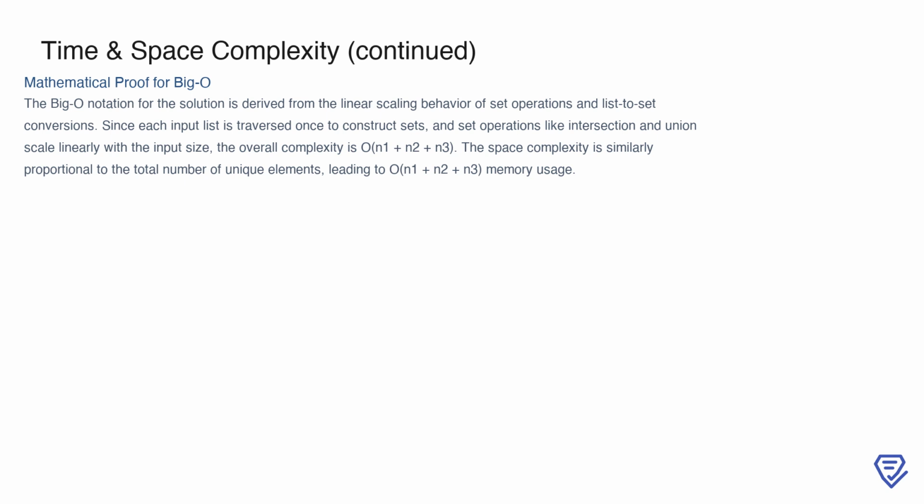To formally justify the big O notation, we note that each input list is traversed once to construct sets, and operations like intersection and union scale linearly with the input size.